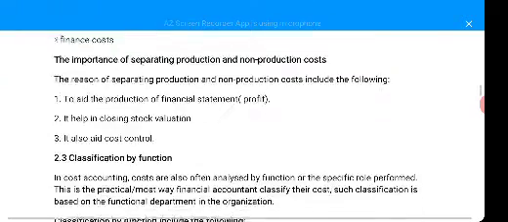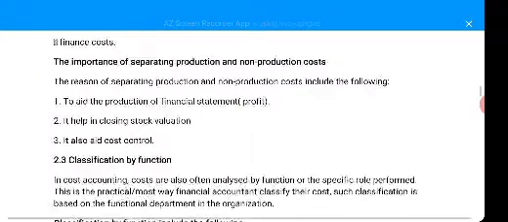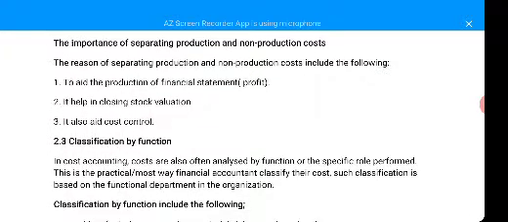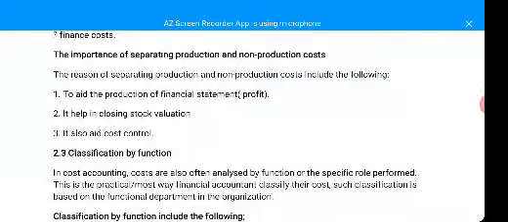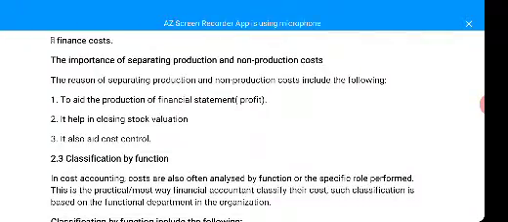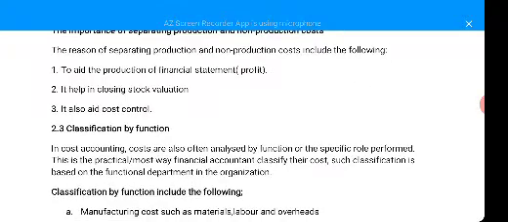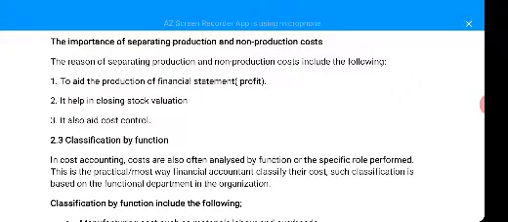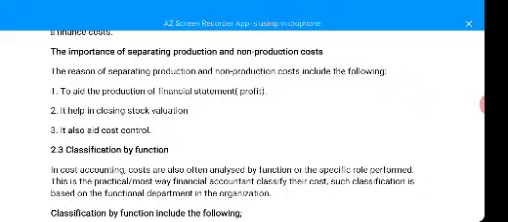The importance of separating production and non-production costs: why do we have to separate them? Because in cost accounting, we must separate all these costs into their production and non-production elements. The reasons include the following. One, to aid the production of financial statements. In management information, they also produce a financial statement called the management account for internal purposes. In that statement, they must classify all their costs into production and non-production. When you subtract your production cost from your sales, you arrive at what we call gross profit or contribution.